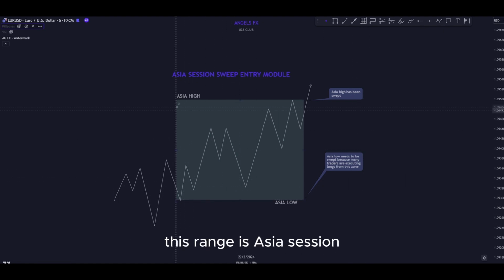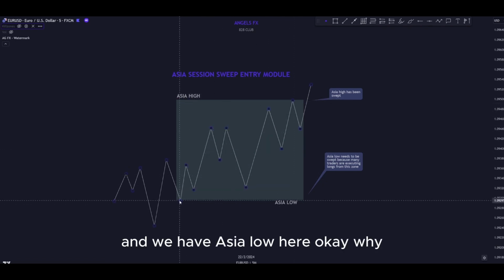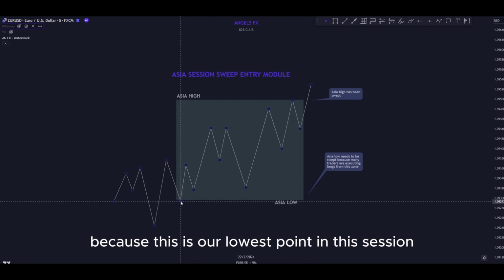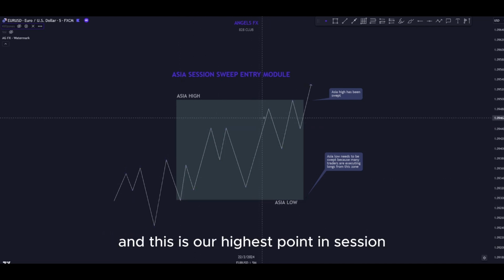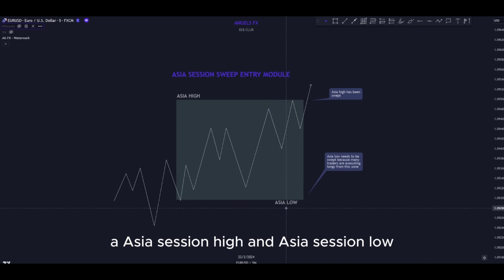What we can see is that this range is the Asia session, and we have the Asia high here and the Asia low here. Why? Because this is our lowest point in this session and this is our highest point in the session. That's why we call it the Asia session high and Asia session low.